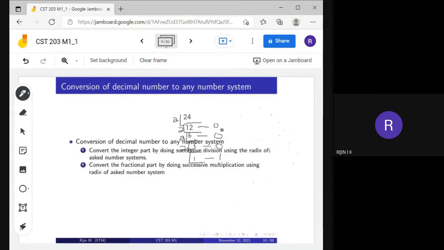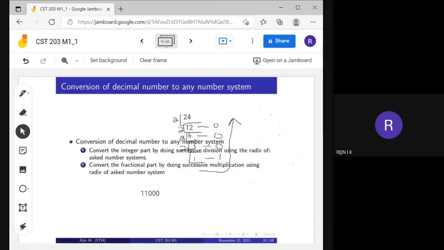So collect these remainders from bottom to top. So what will be the result? 1, 1, 0, 0, 0. So this is the corresponding binary number from this decimal. This is how we will convert the integer part into the corresponding binary number.